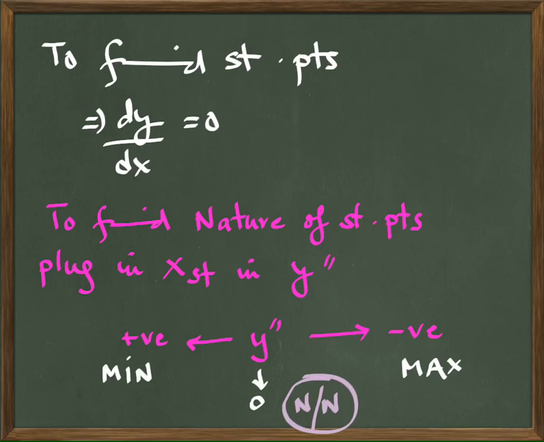The rule is calculate the x coordinate of stationary point. It could be 1 point, it could be 2 points, it could be 3 points. Plug it in the double derivative, the second derivative. If the second derivative is a positive value, we don't need the value, we need the overall sign. If the second derivative is positive, it's a minimum point. If the second derivative is negative, it's a maximum point. If the second derivative is 0, that means it's neither a maximum nor a minimum.